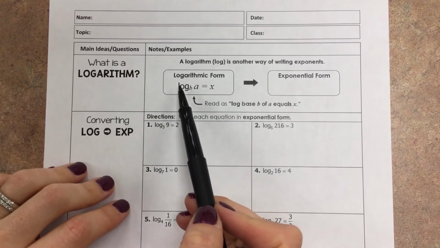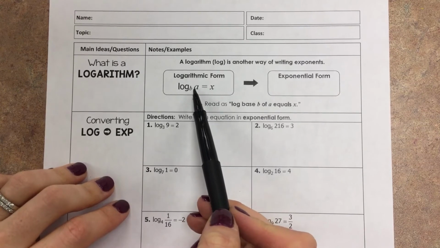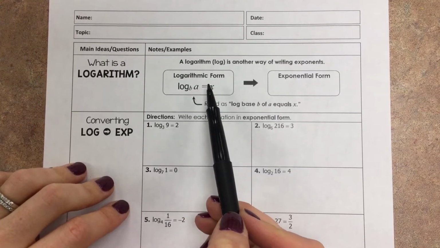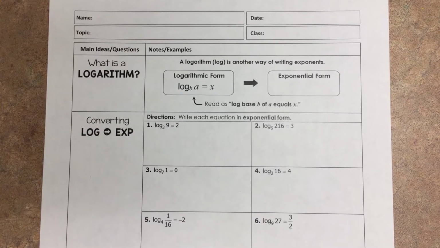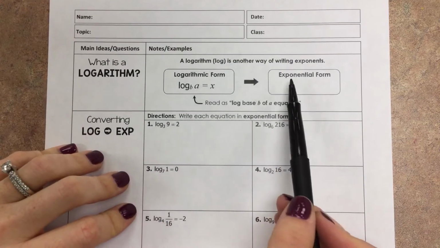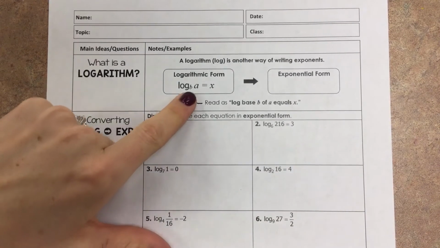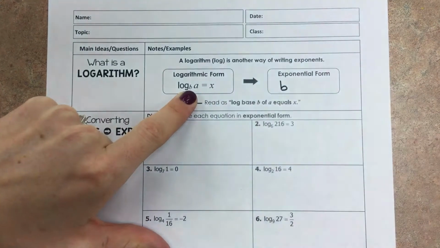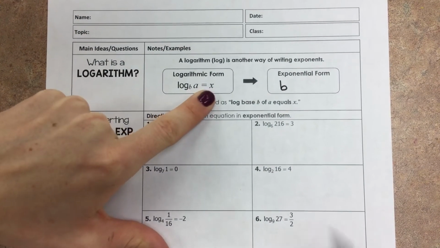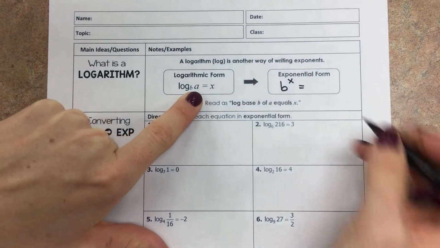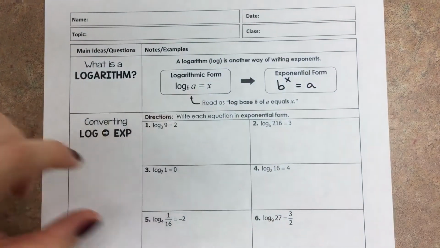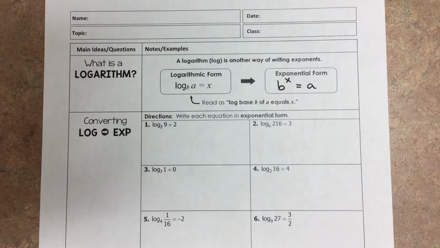And it says here, we read this as log base b of a equals x. So really, it's like this missing power that we're searching for. We'll talk about that more as we look through these examples on the first page. This logarithmic form is the exact same as this exponential form. This b becomes the base in our exponential form. This x turns into the exponent, and it's equal to this a right here. So whenever you see these two things, they are interchangeable.